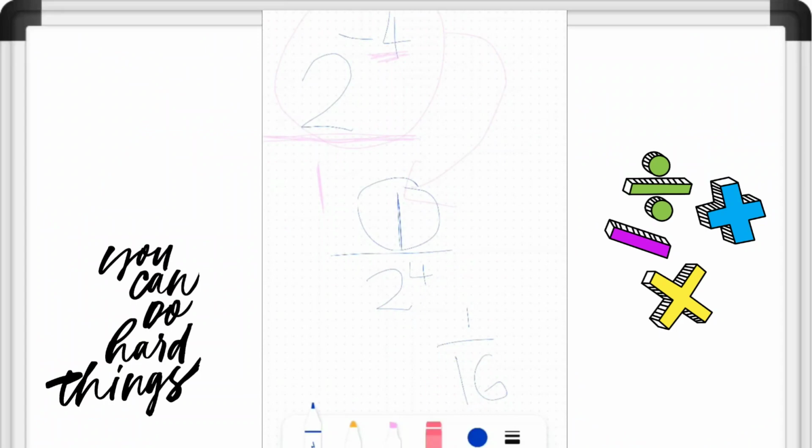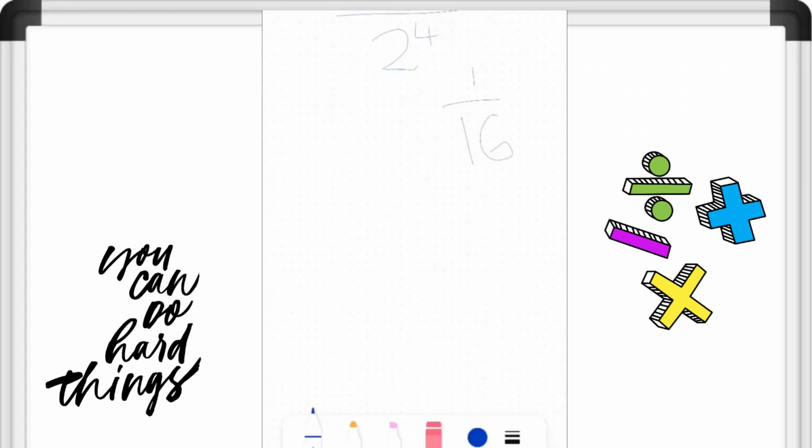Now we get to the last one. The last one tells me that anything to the power of 0 is always equal to 1. So it could be x to the power of 0, that would give you 1. 10 to the power of 0, that is 1. Anything to the power of 0 is always 1.